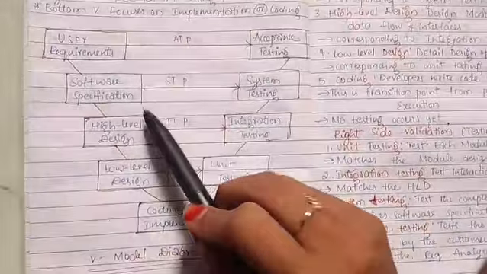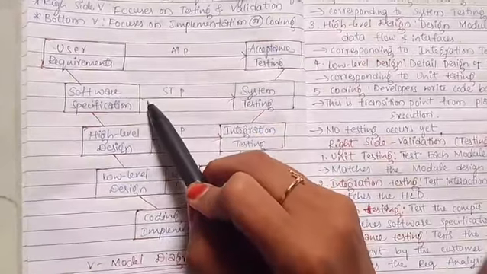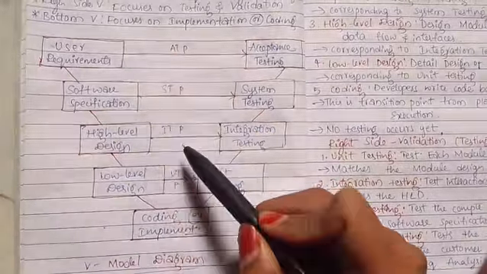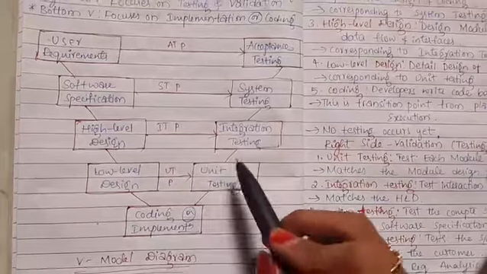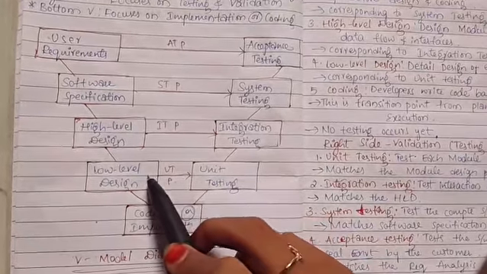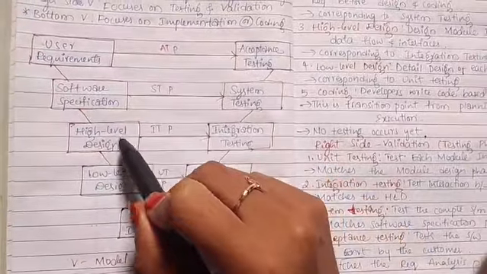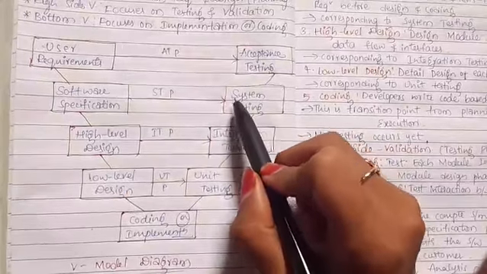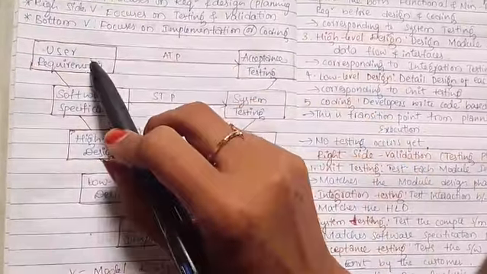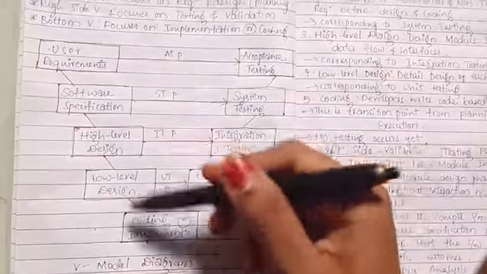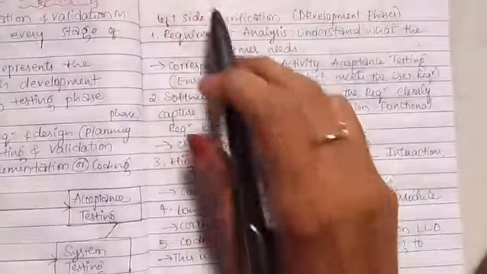This is the V model diagram. Here we have the user requirement, software specification phase, high level designing phase, low level designing phase, and coding or implementation phase. The unit testing corresponds to the low level design, integration testing corresponds to the high level design, system testing corresponds to the software specification, and acceptance testing corresponds to the user requirements. This is the V model diagram. You have to draw this in the exam. Let us see the explanation.